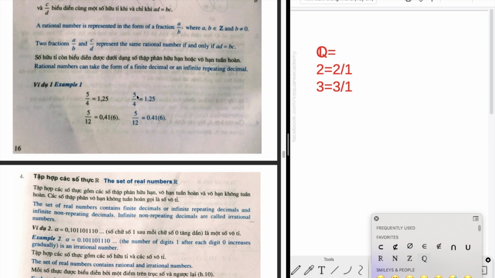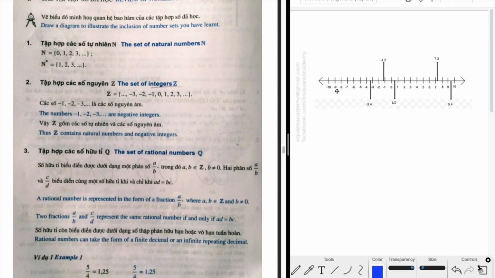For example, 5 over 4 equals 1.25, or 5 over 12 equals 0.41 with the digit 6 in parentheses. This is the number line of rational numbers. Q, you can see, goes from negative infinity to positive infinity. It includes natural numbers, integers, and fractions.